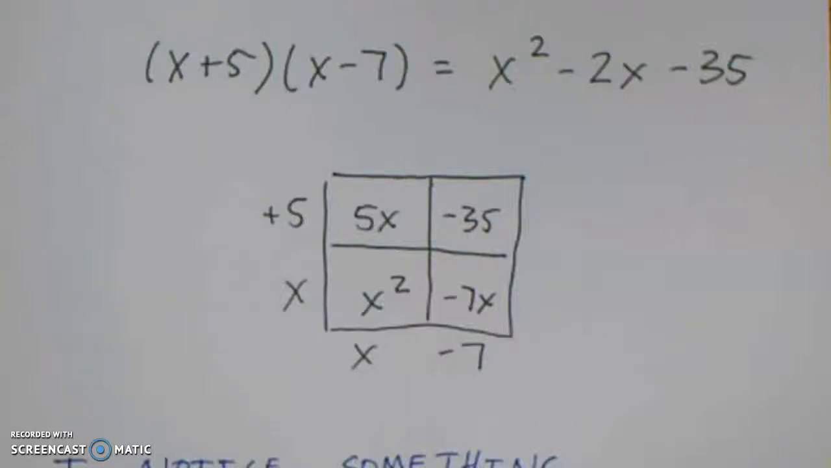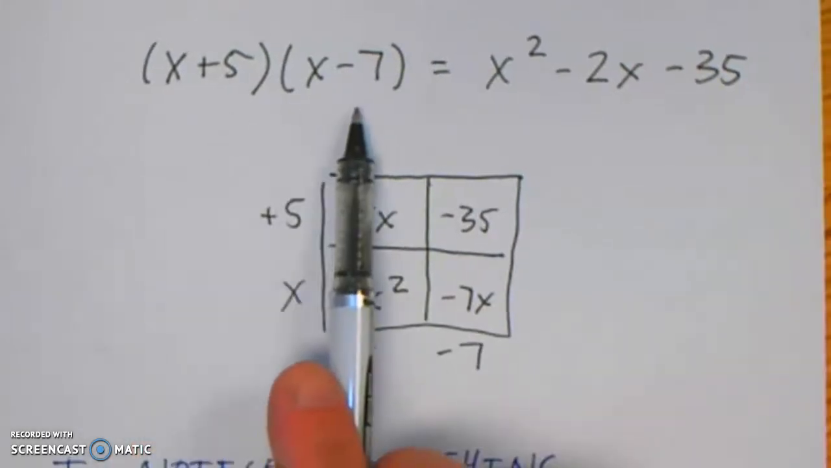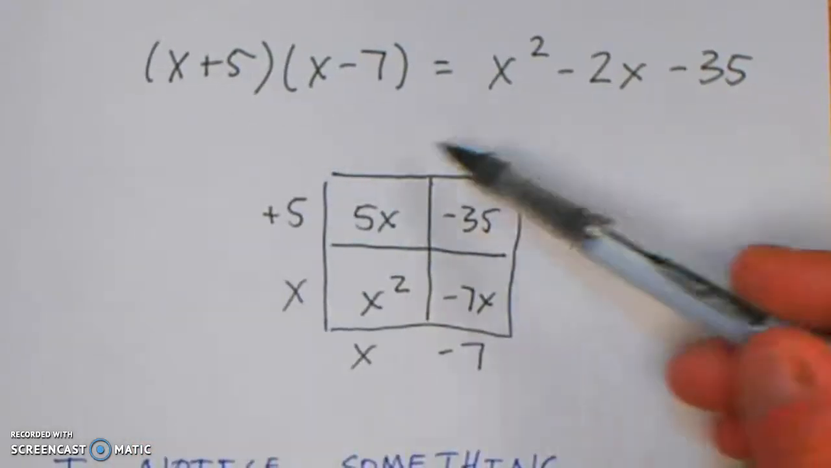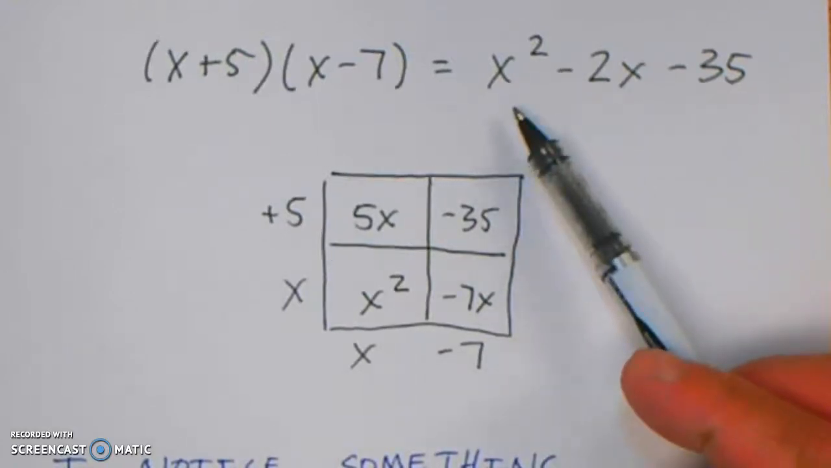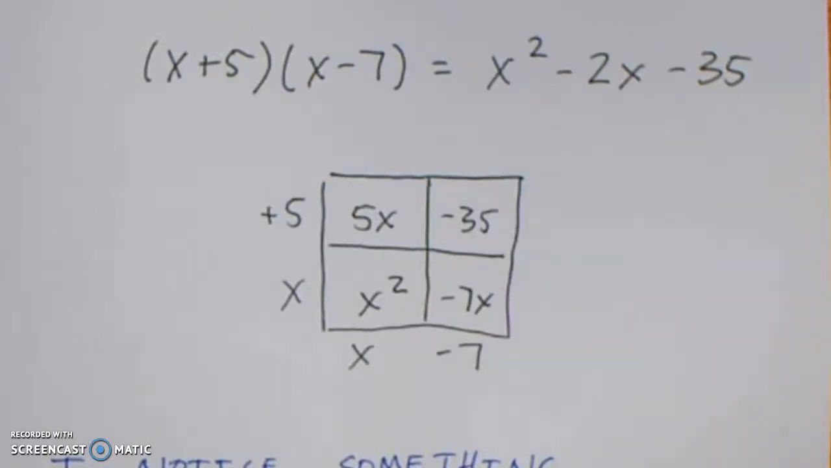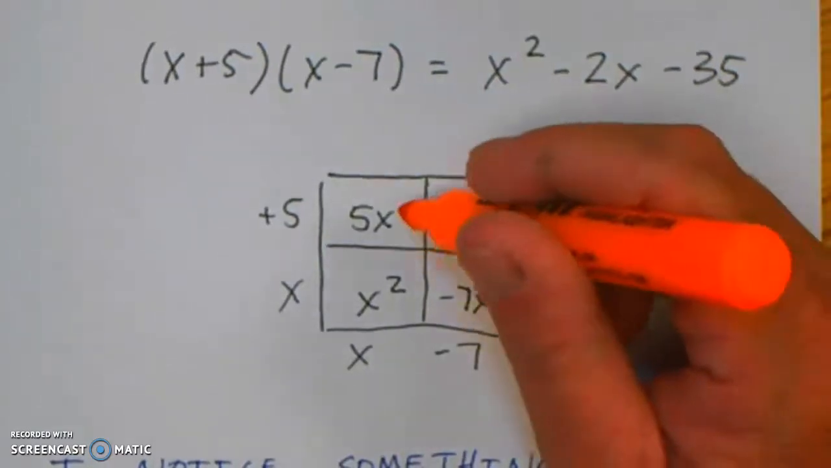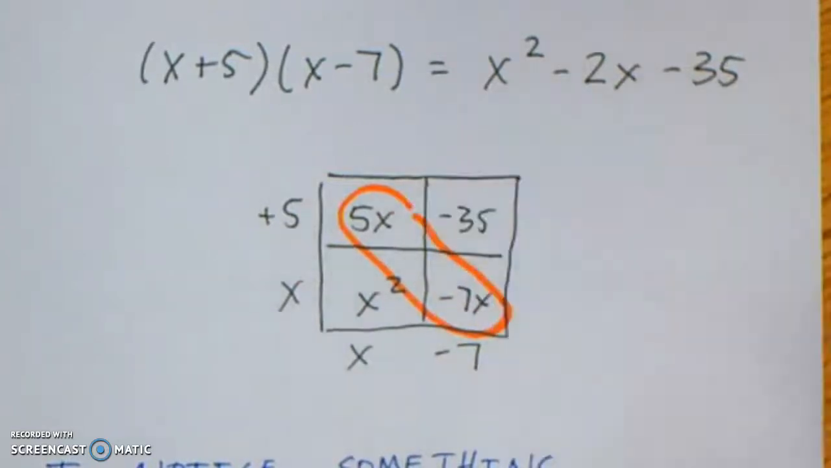Hey everybody, it's Mr. Cherry, and if you notice on my screen, what I have is the problem from part 1. So remember in part 1, we asked you to take x plus 5 and multiply it by x minus 7, and I'm hoping that you created a generic rectangle like this to find this sum, x squared minus 2x minus 35.